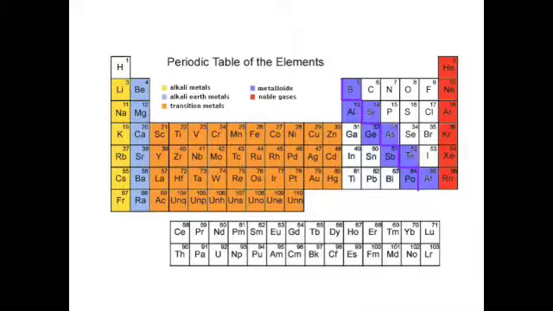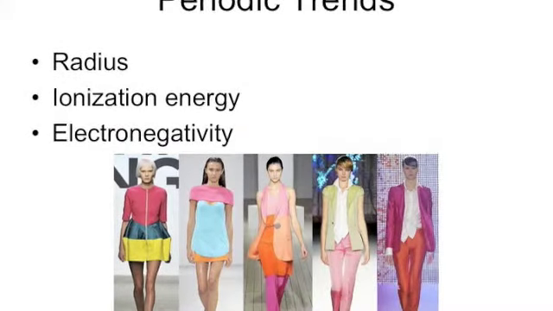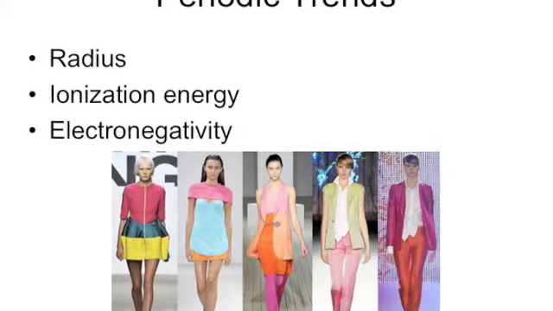Don't smell this. And these are the groups: the alkali metals, alkaline earth, transition metals, metalloids, and noble gases. Definitely important. Know those. All right, now we move on to periodic trends.